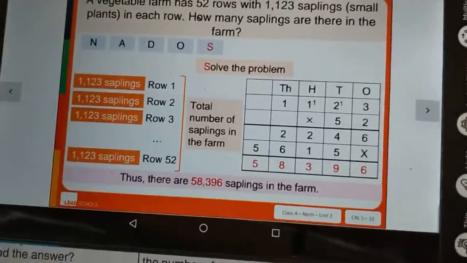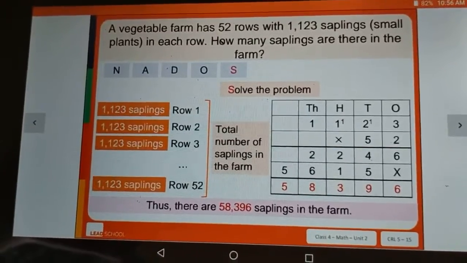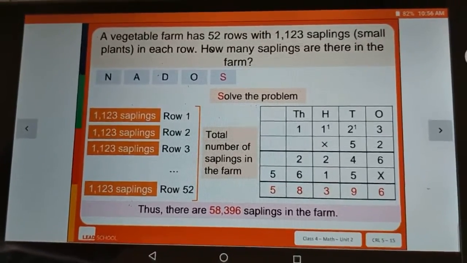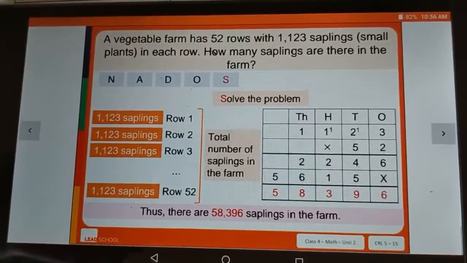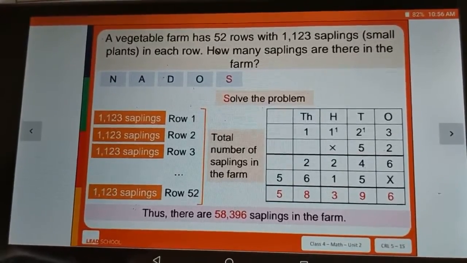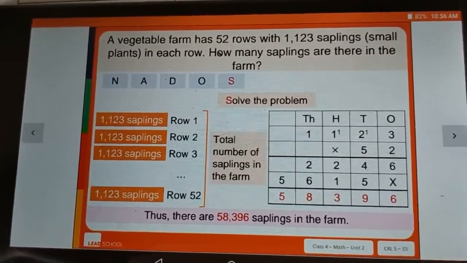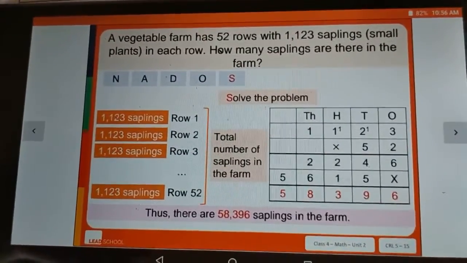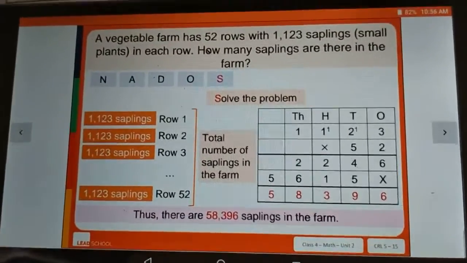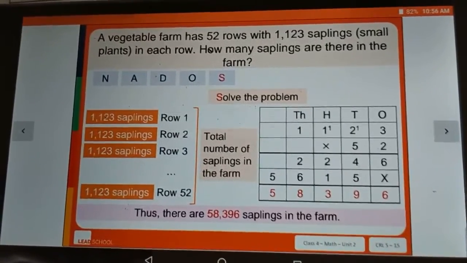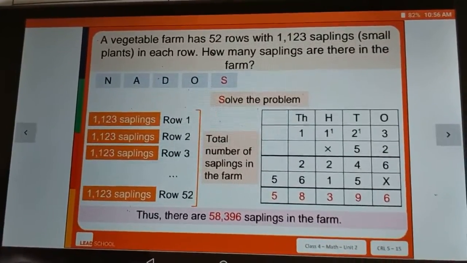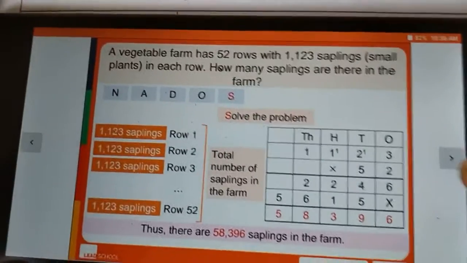Now I'll give you some time; you have to write this in your maths notebook. Okay students, I hope your work is complete. Now we'll start the second example.